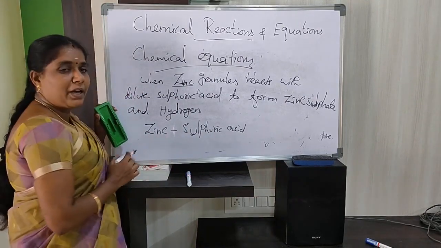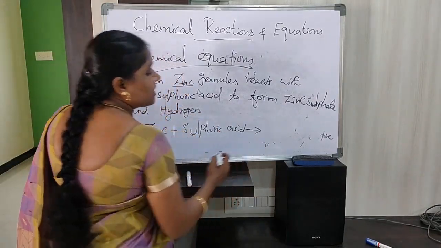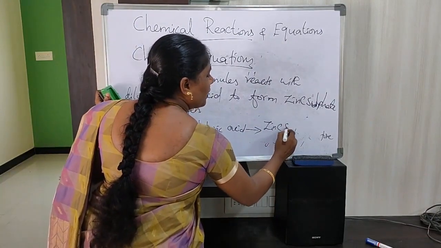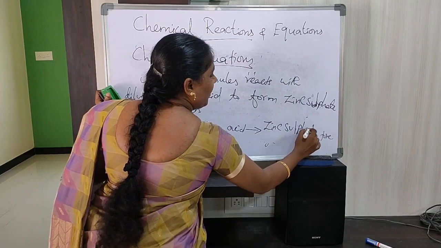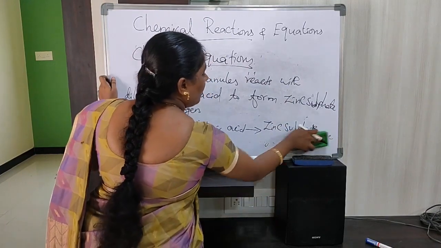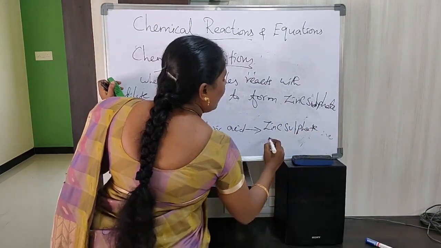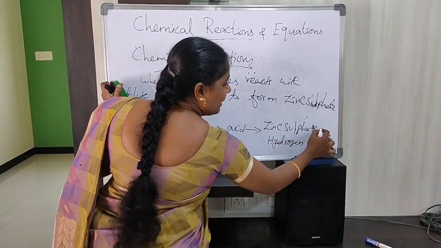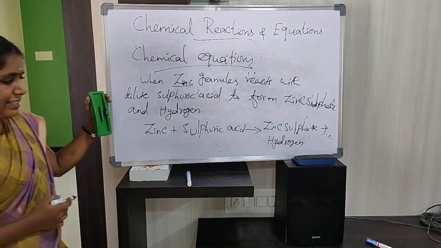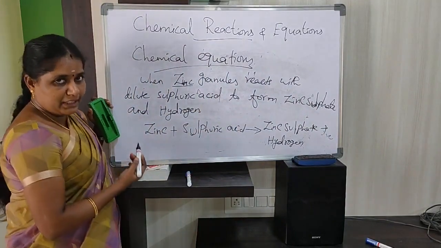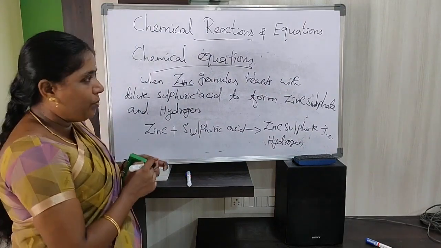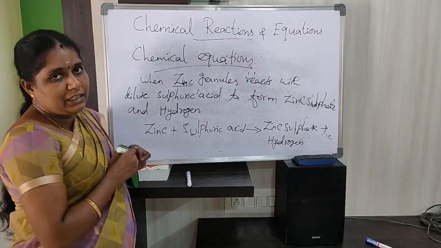We need to separate them with the help of a plus sign. And then next we get zinc sulfate and then hydrogen. We need to separate these products with a plus sign. So this is one word equation. We need to simplify this with the help of symbols and formulas. That is called a chemical equation.